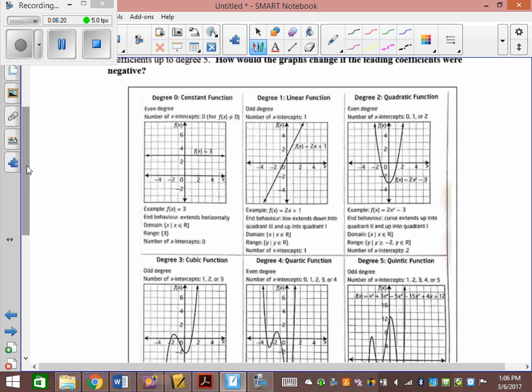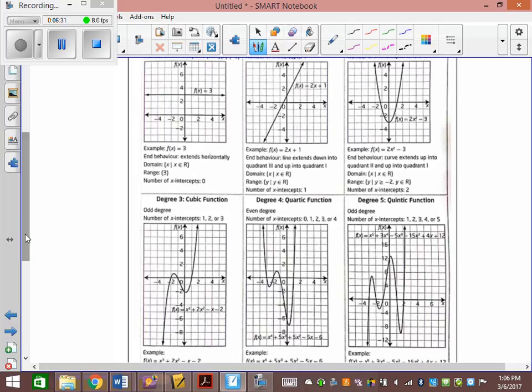So degree 0 is a horizontal line always. Degree 1 is a linear function, right? Degree 2 is a quadratic, so it makes that U. Degree 3, you guys, is going to make this S shape. Okay? Degree 4 is going to make a W, or if it was negative, it would make like an M shape. And then degree 5 just looks like this S, but with another bump in it. So it's 1 bump, 2 bumps, and then it finishes.